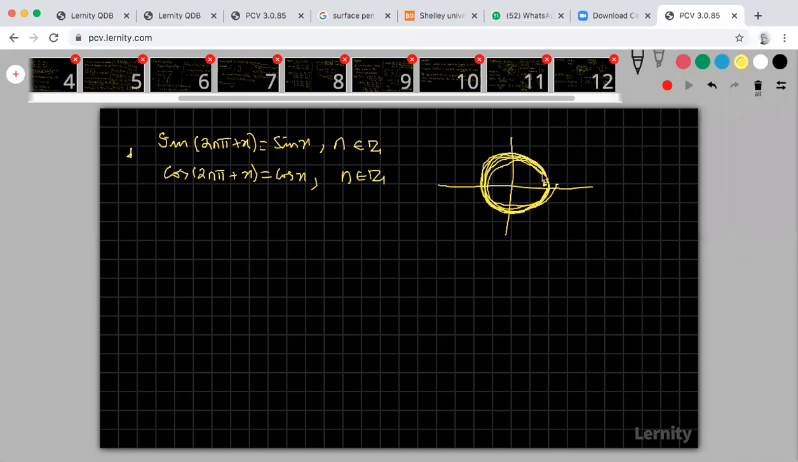So please try to understand. That is denoted as: if you give n is equal to 1, you'll get 2 pi plus x, that is sine x. If n is equal to 2, 4 pi plus x, that is also sine x. If you put n is equal to 3, 6 pi plus x, that is also sine x. Similarly for cos. This means for every 2 pi, for every one revolution, you will get the same sine and cosine values, for any integer n.